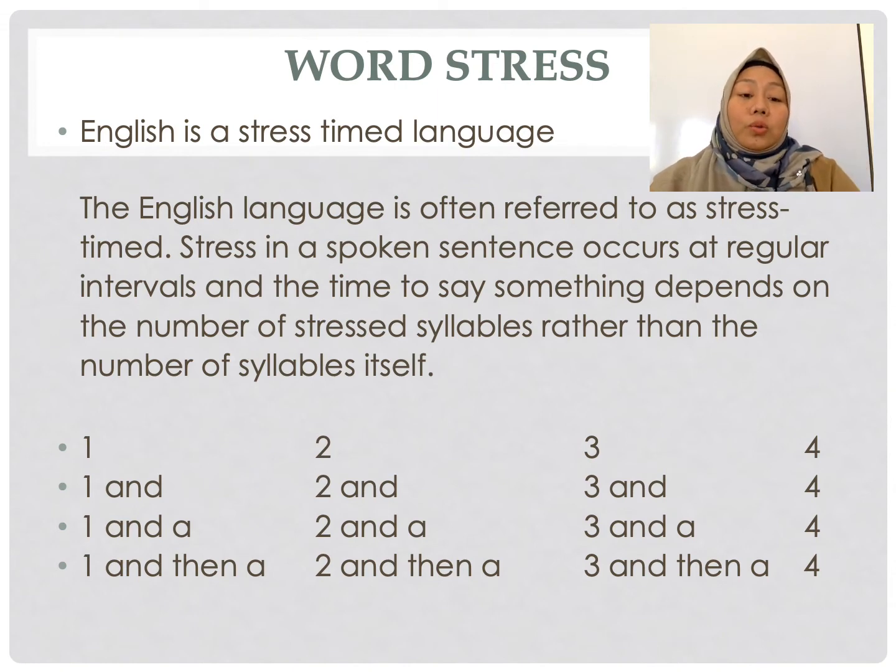One, two, three, four. One and a two and a three and a four. One and then a two and then a three and then a four. Okay? Now, that is what is called a stress-timed language.